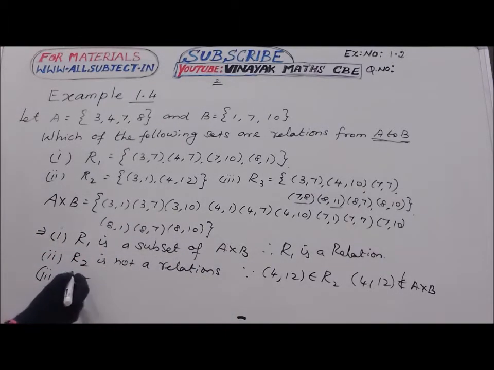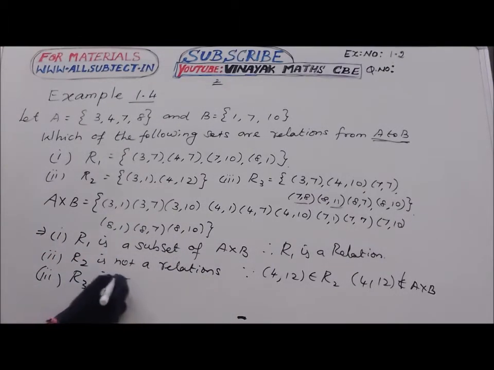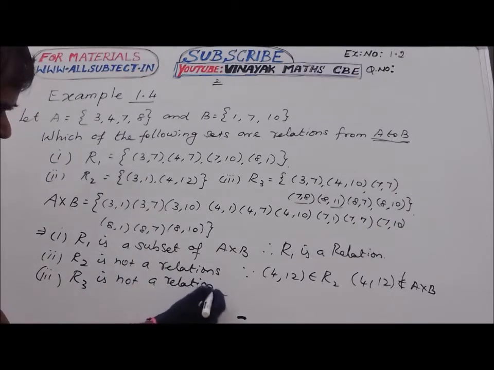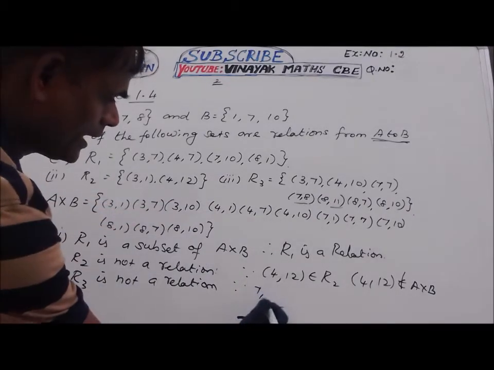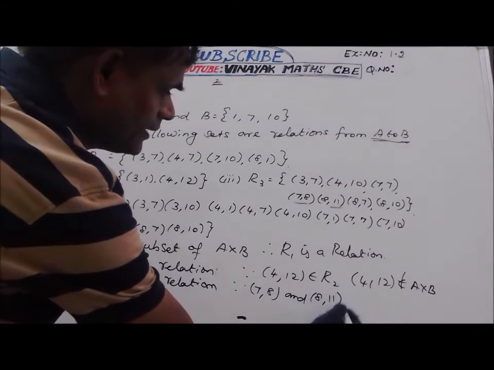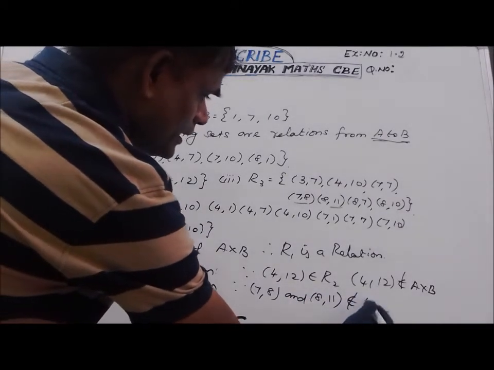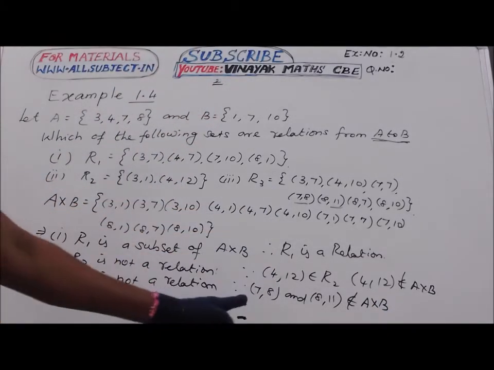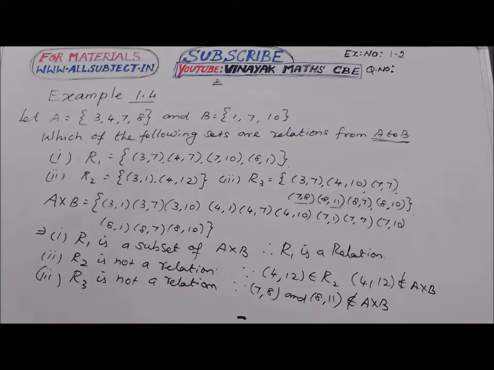This means R3 is not a relation, since (7, 8) and (8, 11) do not belong to A cross B. They are present in relation 3, but they are not present in A cross B. That means R3 is not a subset of A cross B. Therefore, R3 is not a relation.